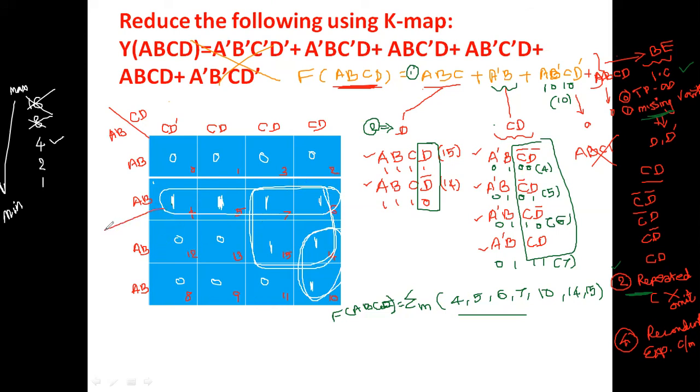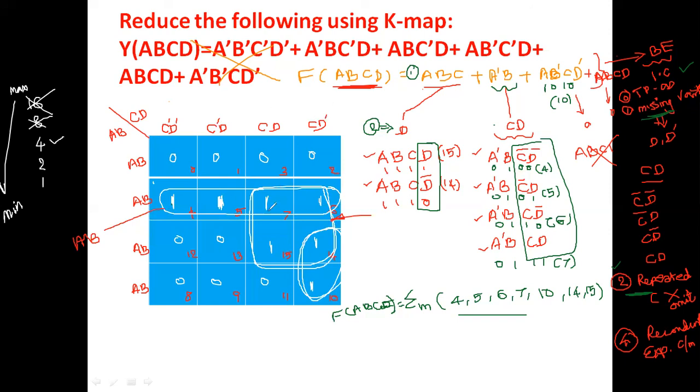For this first grouping, what is the common variable? No doubt, A and B are the only common variables. The remaining C and D are not common. For this grouping, what is the common variable? Here I am not mentioning C bar D bar, C bar D, C D bar, C D.